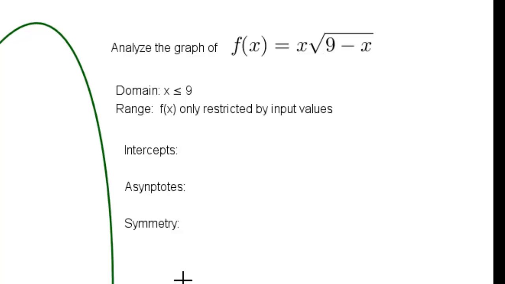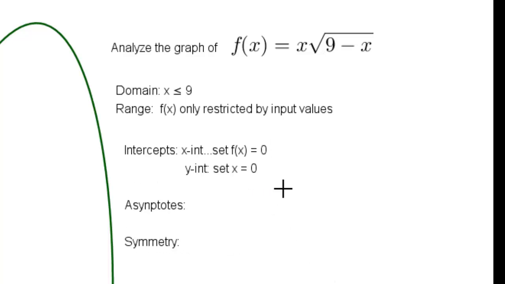But intercepts occur where the values for the input or the output are equal to 0. For the x-intercept, that occurs where f of x equals 0. For the y-intercept, you're going to set x equal to 0. So let's do the second part first. Let's do the y-intercept since it's a little bit easier here. The y-intercept occurs where x equals 0. That is within the domain of this function.